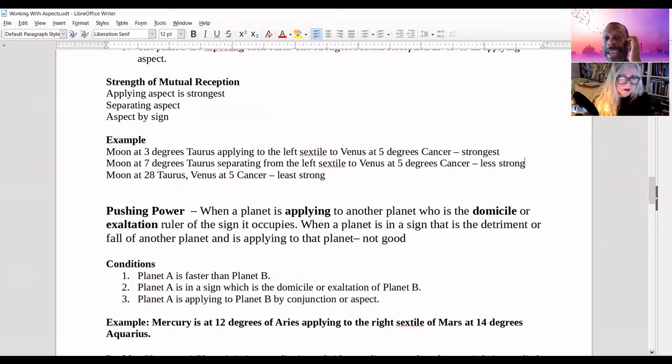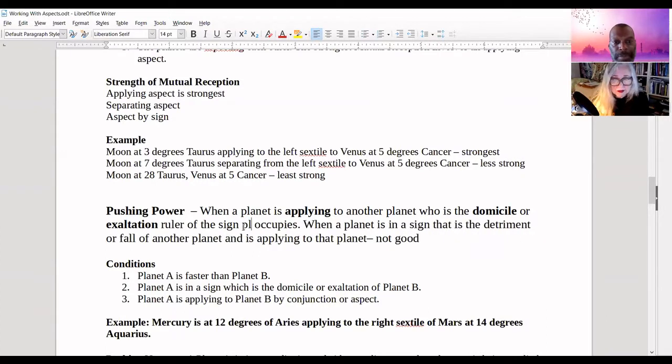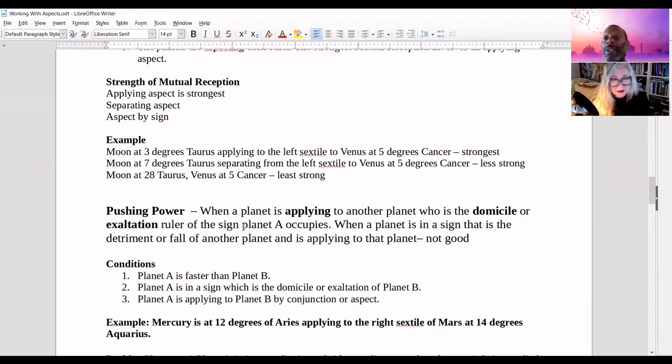Pushing power is next. Pushing power happens when a planet is applying to another planet who is the domicile or exaltation ruler of the sign planet A is occupying. Okay, so my example was my sun in Capricorn at 10 degrees, applying to my Saturn in Pisces at 12 degrees.